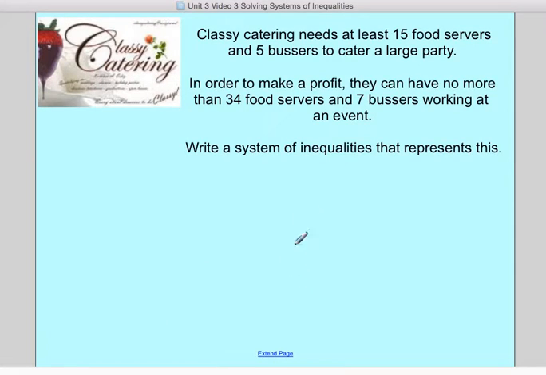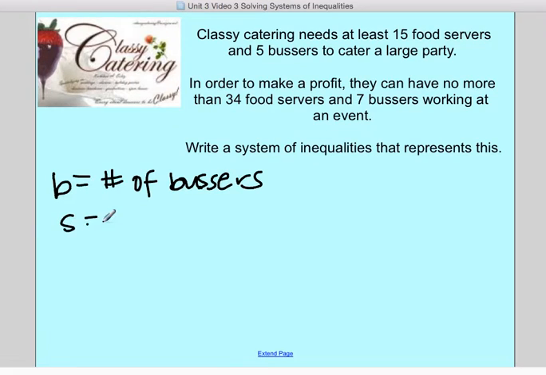So Classy Catering needs at least 15 food servers and 5 bussers to cater a large party. In order to make a profit, they can have no more than 34 servers and 7 bussers working at an event. Write a system of inequalities that represents this. So when we're talking about real life problems, I would recommend writing out what everything means. So B, I'm going to let be the number of bussers, and S will equal the number of servers.